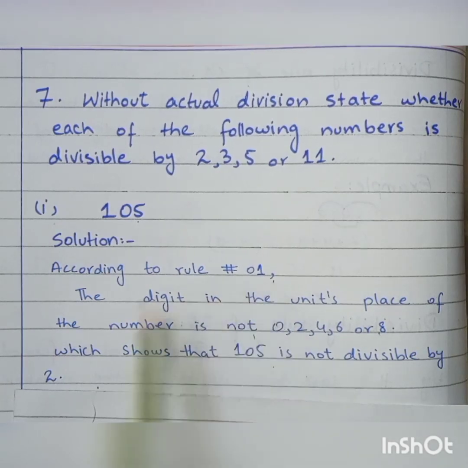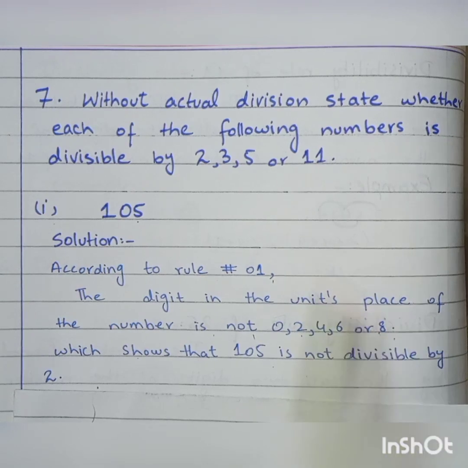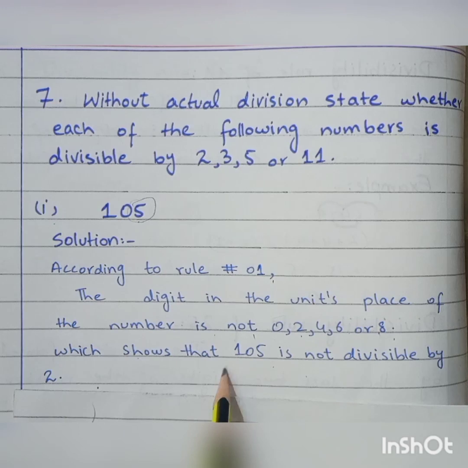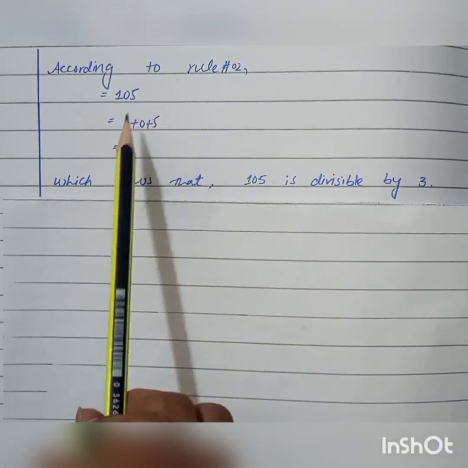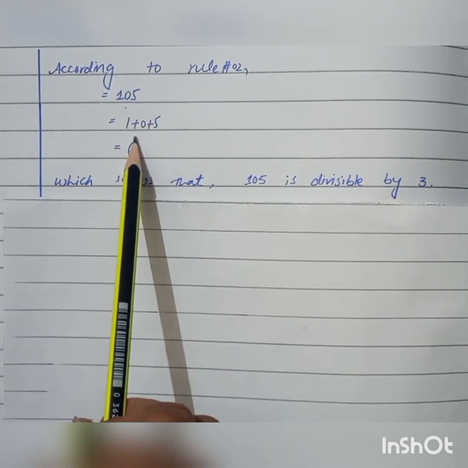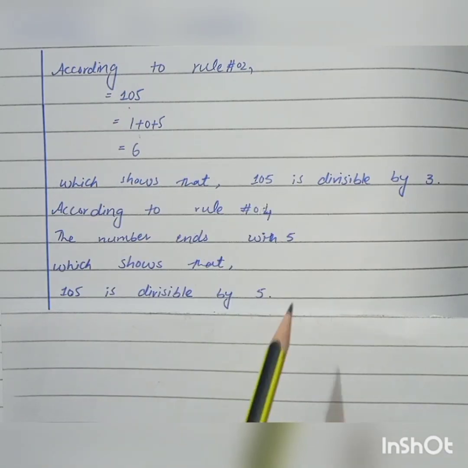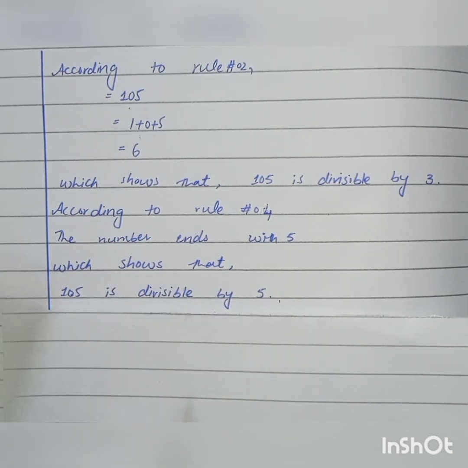According to the rule number 1, the digit in the unit place of the number is not 0, 2, 4, 6 or 8. You can easily see that the last unit place number is 5, which shows that 105 is not divisible by 2. According to the rule number 2, when we sum individual numbers of 105, 1 plus 0 plus 5, we obtain 6, which shows that 105 is divisible by 3. According to the rule number 4, the number ends with the 5, which shows that 105 is divisible by 5. You can easily see the number 105 ends with the 5, so 105 is divisible by 5.